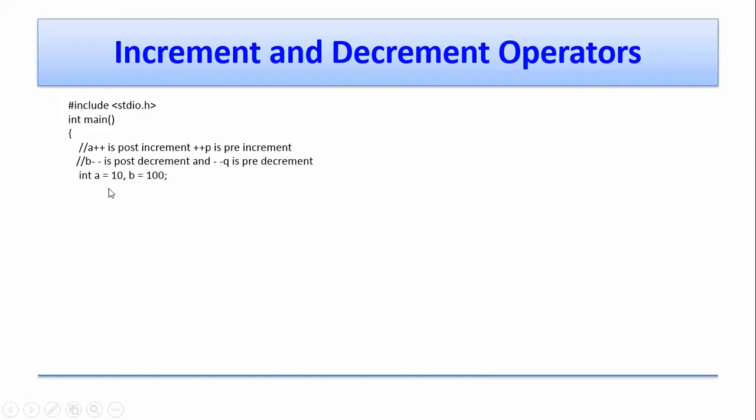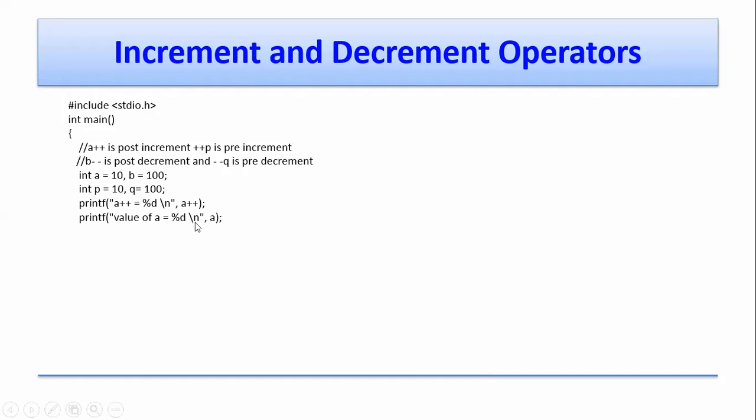Here you can say A is 10, B is 100. So P is 10, Q is also 100. In here I print the value of A plus plus. So what is this increment? Is this post increment or pre-increment? In here, what is the mode of this increment? Post increment, because this increment is done after the variable.